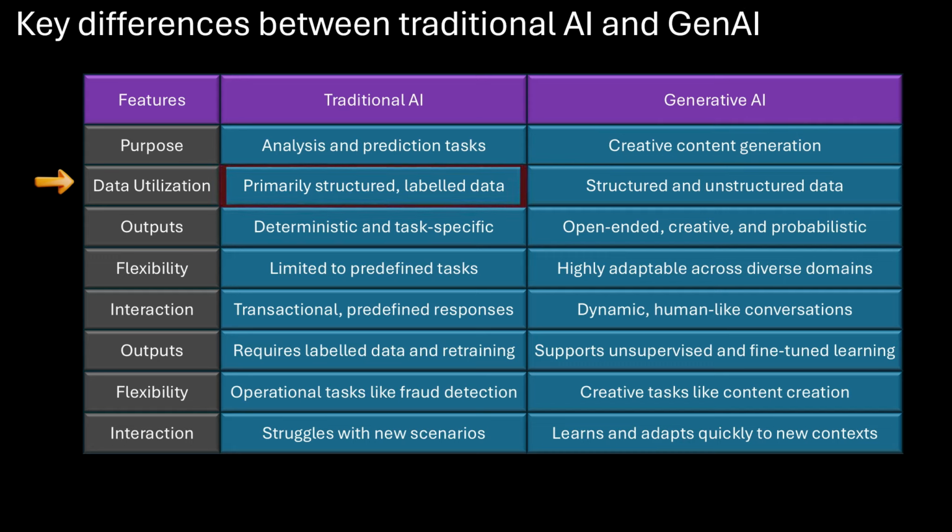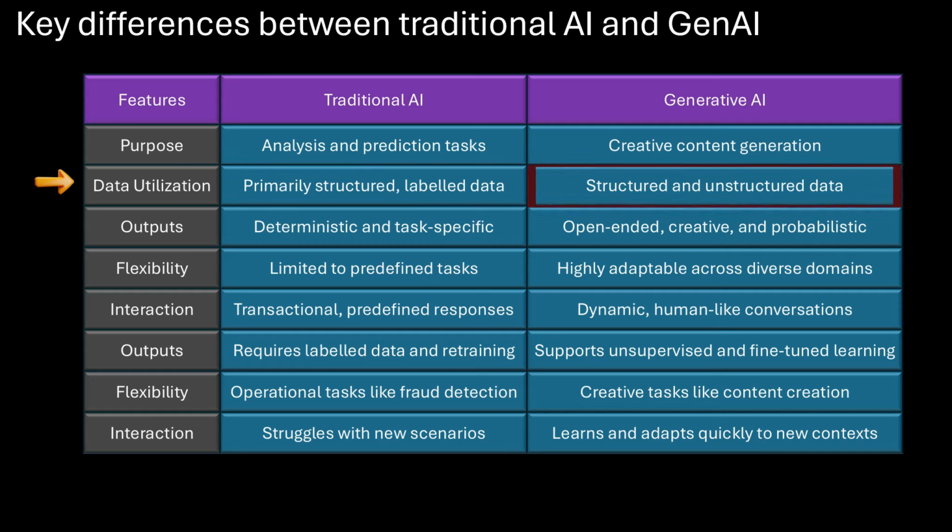Traditional AI primarily relies on structured and labeled datasets for its training. These datasets must be prepared and categorized to enable the AI model to perform specific tasks. For example, a traditional AI model used to classify medical images requires labeled datasets with predefined categories.